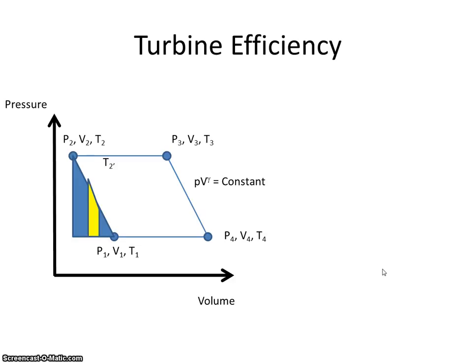Similarly, on a turbine, if I want to get this out of it, I'm going to have to aim for there, and the efficiency formula reduces to that, much in the same way as the compressor. And that's it.